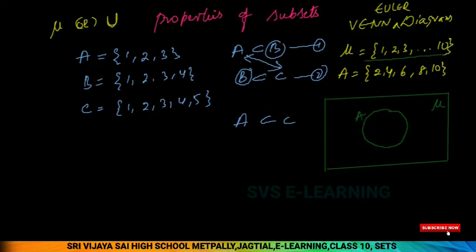And what are the elements that you see in set A? The elements in set A are 2, 4, 6, 8 and 10. What are the remaining elements? 1, 3, 5, 7, 9. You can write them outside the circle A, because these elements 1, 3, 5, 7, 9 do not belong to set A, but they belong to the universal set, right? So you can represent it like this.